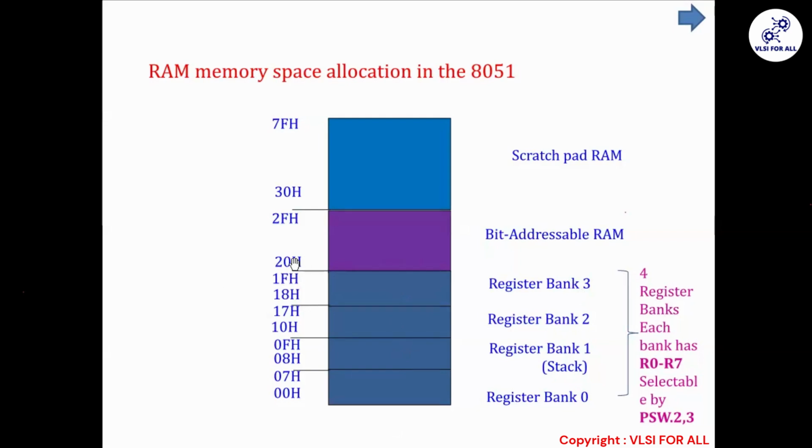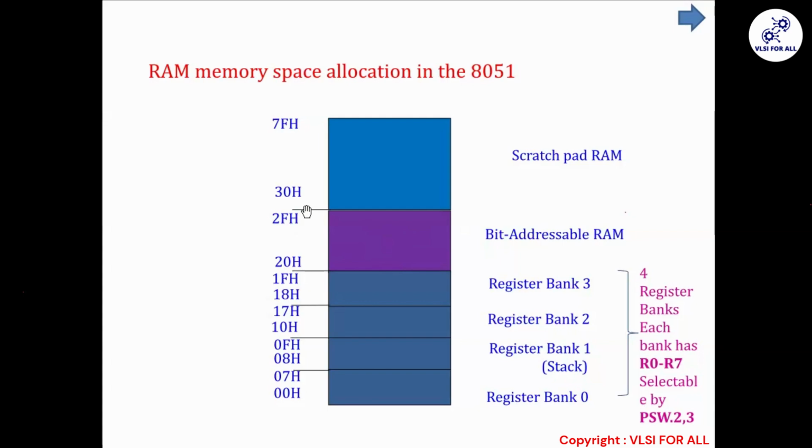And what is there from 20 to 2F? It is bit addressable RAM, such type of RAM which is bit addressable. I don't have to deal with 8-bit of data. I have to change the single bit. That I can do here, bit addressable. Some program I need that type of thing. So bit addressable RAM is available here from 20 to 2F.